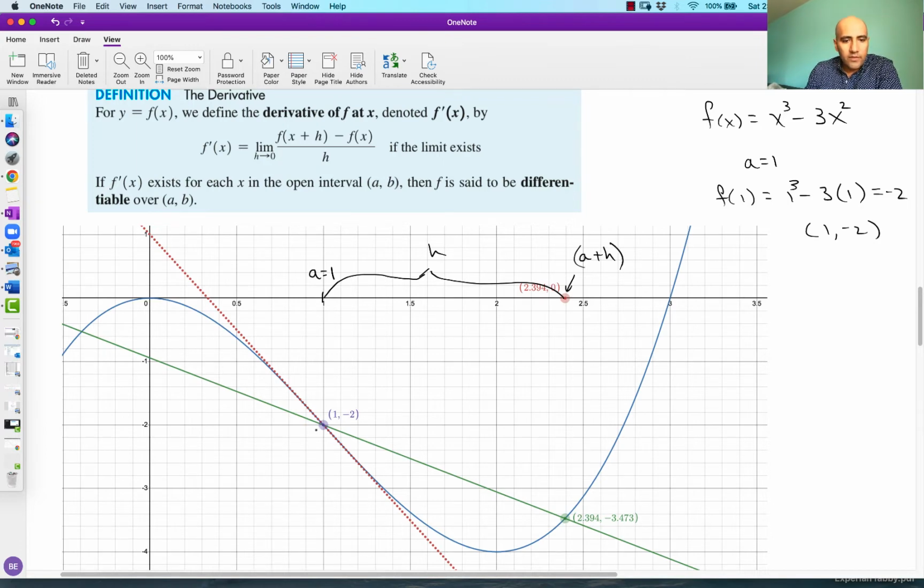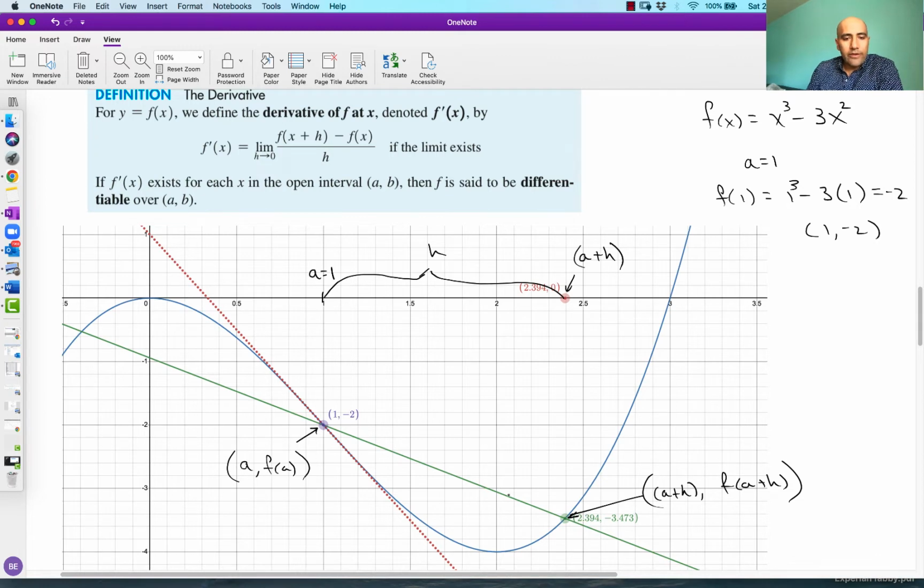Good. Okay, so then this point right here, putting it in terms of a, is the point (a, f(a)). That's that point. When a is 1, f(1) is equal to -2. And then this point right here traces down to this point here. So this point becomes the input value a plus h, comma, f(a plus h). Good. That's this point right here.